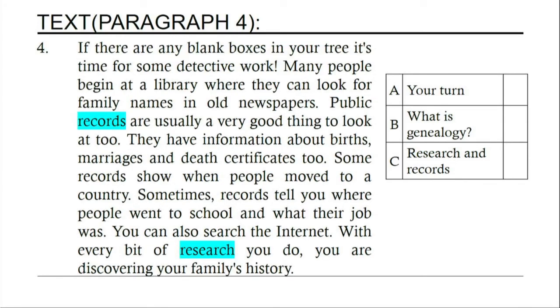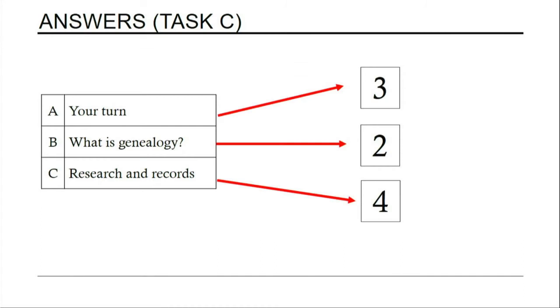Right. Now let's examine paragraph 4, the final paragraph. What is it about? Does it have anything to do with what you can do? Does it define genealogy? Does it mention research and records? Easy, right? Now here are the answers for task C. So how many did you get right?